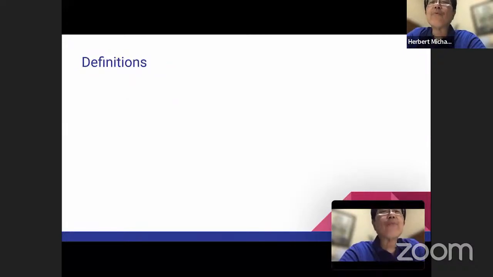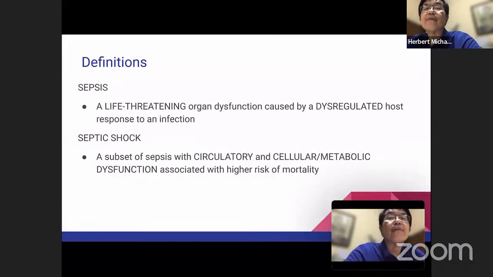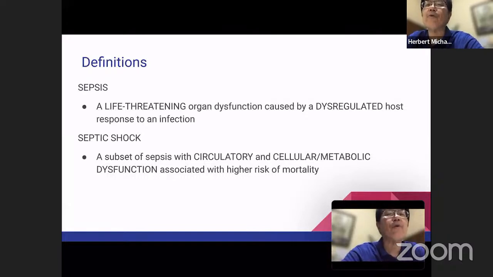Let's go by with some definitions first. Sepsis, which we tend to use every day, is a life-threatening organ dysfunction that is caused by a dysregulated host response to an infection. And septic shock is a subset of sepsis wherein there is circulatory, cellular, and metabolic dysfunction that is now associated with a higher risk of mortality.